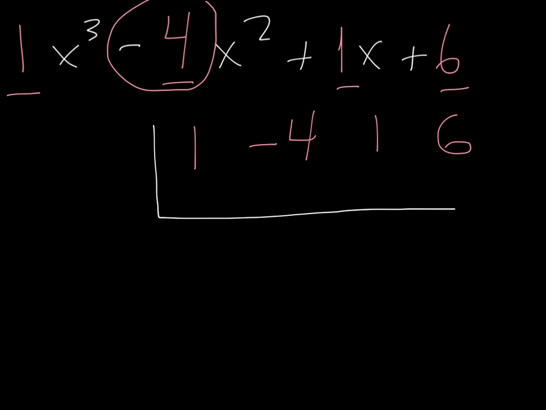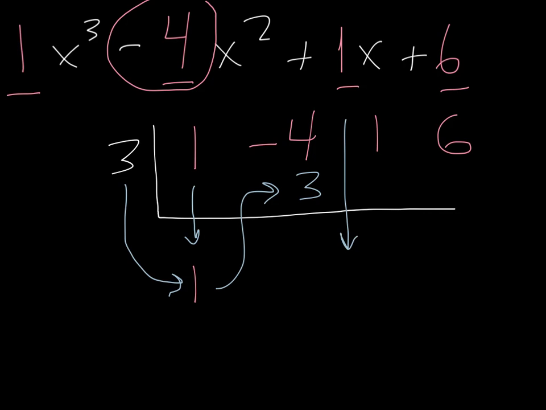And remember, we're told that x minus 3 is a factor. That means that x equals 3 is a root. So this 3 is what goes here. And we start by just bringing this 1 down. And we then multiply 3 times 1, and that product goes here. And the next part is to add down. So we have negative 4 plus 3 gives us negative 1.